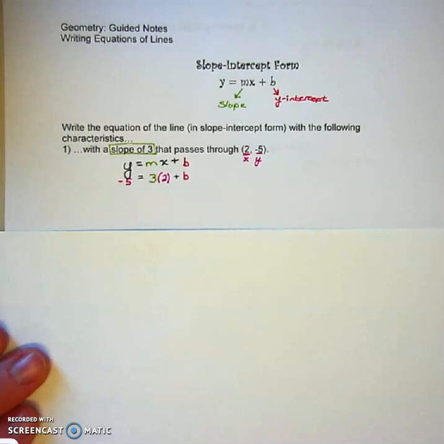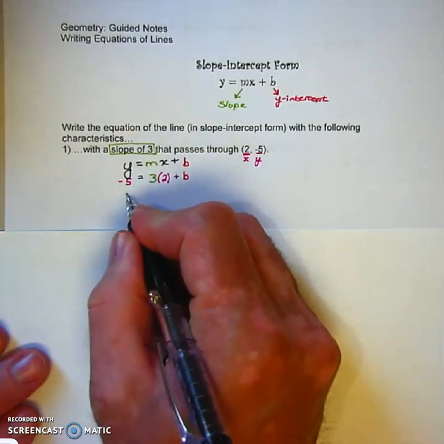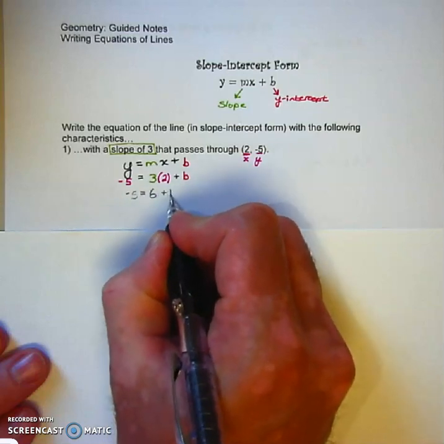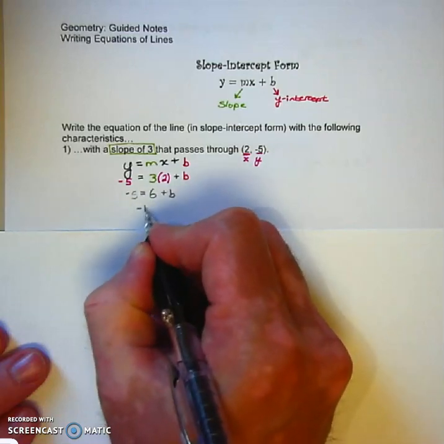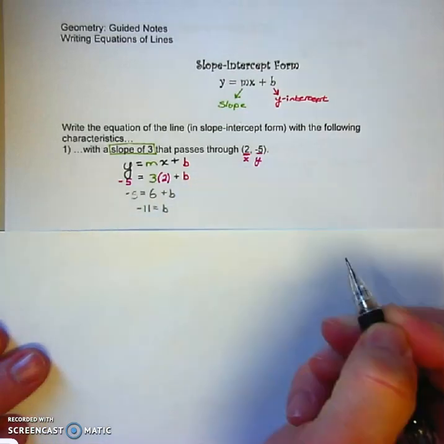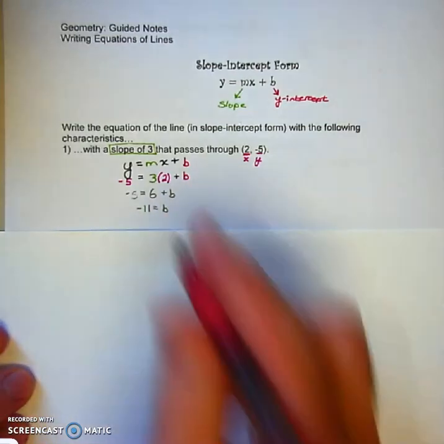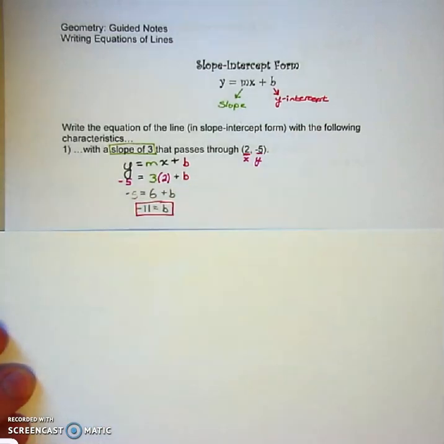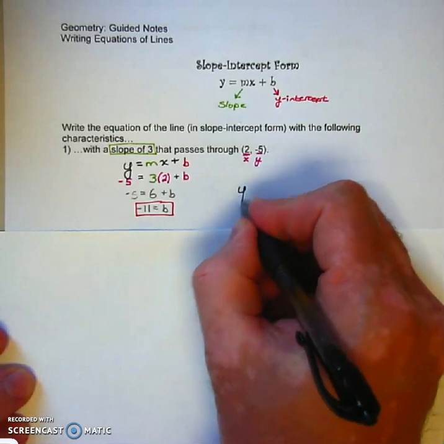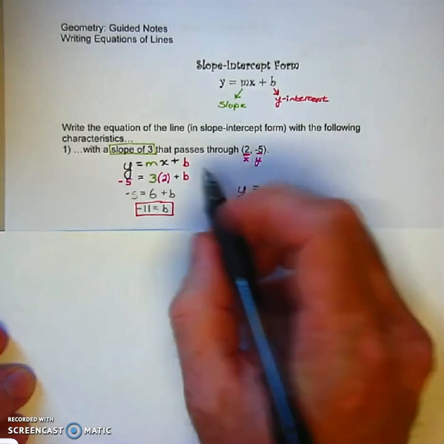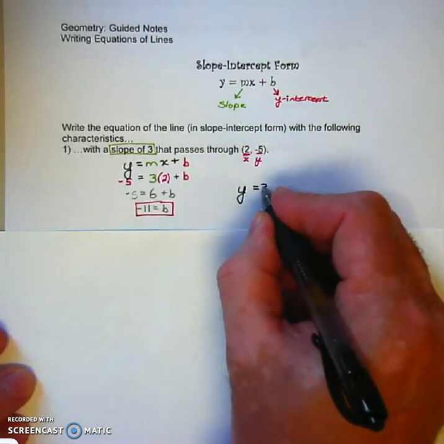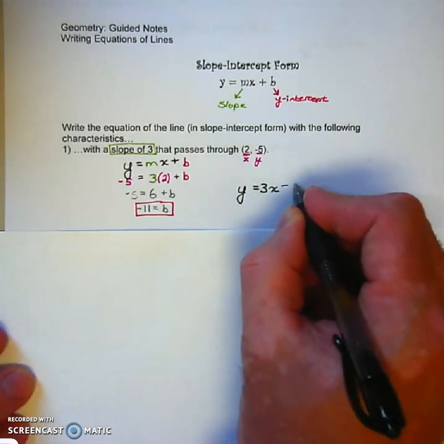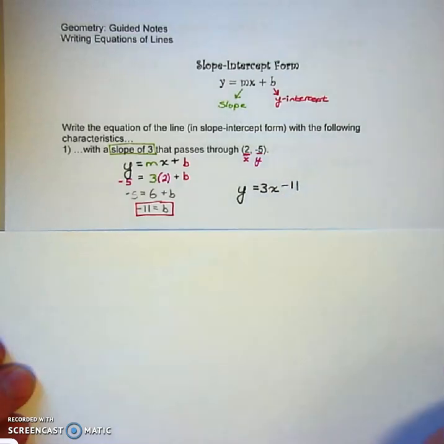And now this just becomes a simple algebra problem. -5 equals 6 plus b. Solving this, we get -11 as our value for b. So now I can go back to my generic equation and say, any y is equal to the slope, which was 3, times any x, plus b. And since b is -11, I'll just write -11.